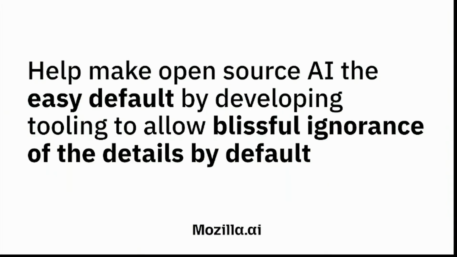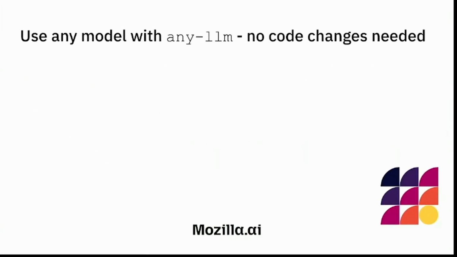Cool, so let's help make open source AI the easy default by developing tooling to allow blissful ignorance of the details by default. Here is a very simple, basic project that I'm just throwing out because it's very easy to understand. One way that I can ignore the details of things is to provide a single interface over components of the open source AI stack. Those could be models, multi-agent system frameworks, guardrails, vector databases, hardware solutions, and so on.